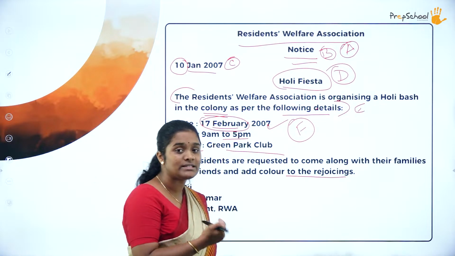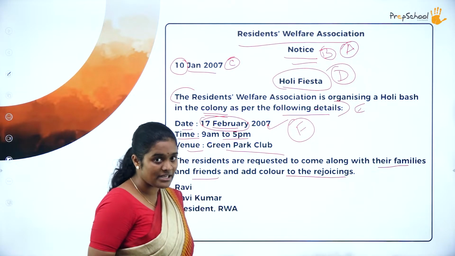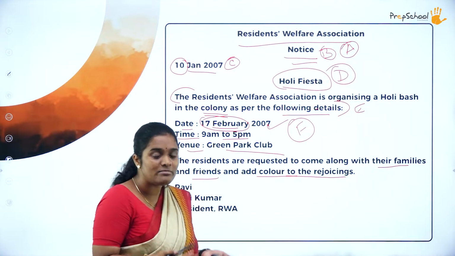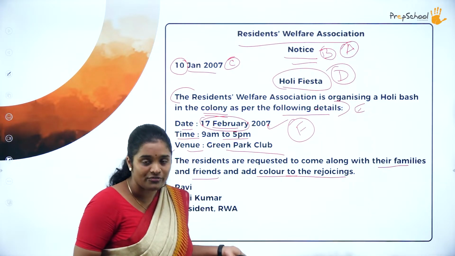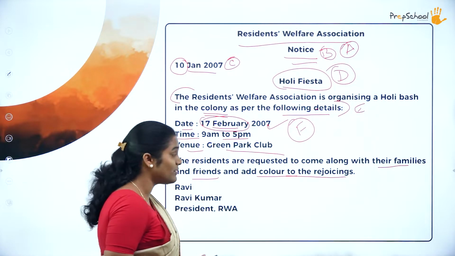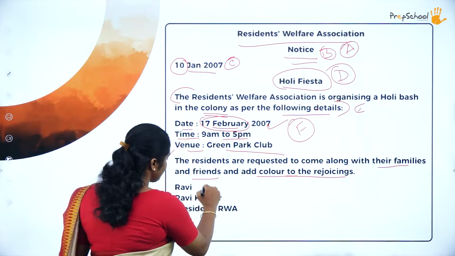So the notice has asked them to come with their families and friends. That is appealing, quite catchy. And the words such as color to the rejoicings, it's about the holy bash and it has been described very beautifully. Right? It is catchy and we would want to go to a holy bash like this if anyone invites us anytime. So then you see the sign.